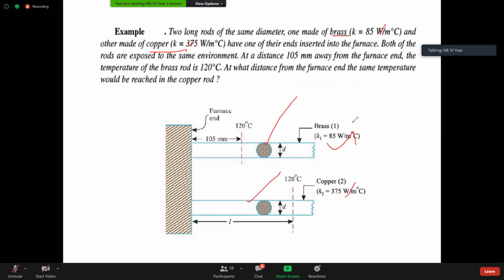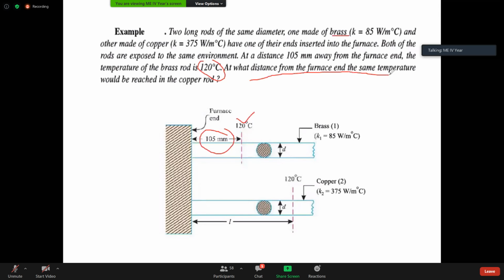Both of the rods are exposed to the same environment. At a distance of 105 mm away from the furnace end, the temperature of the brass rod is 120 degrees centigrade. At what distance from the furnace end would the same temperature be reached for the copper rod?